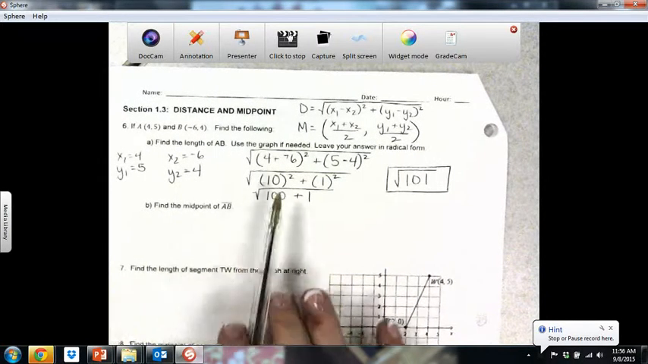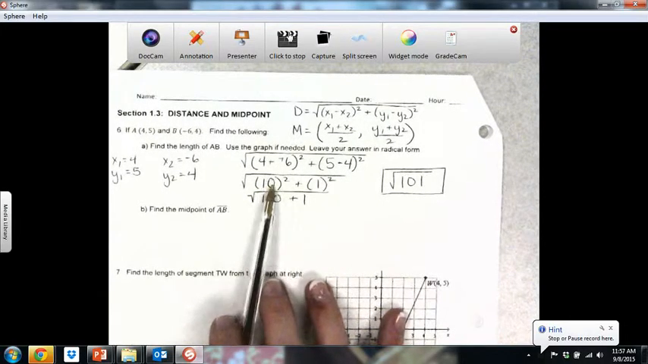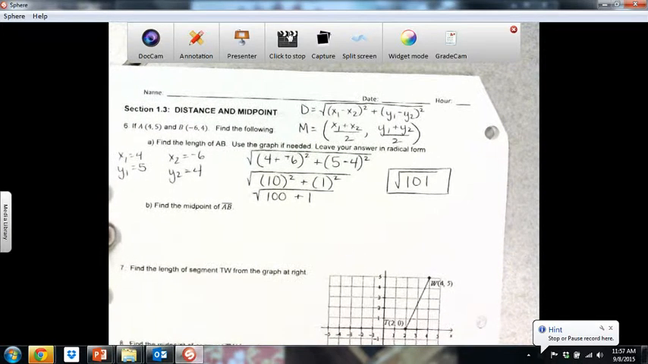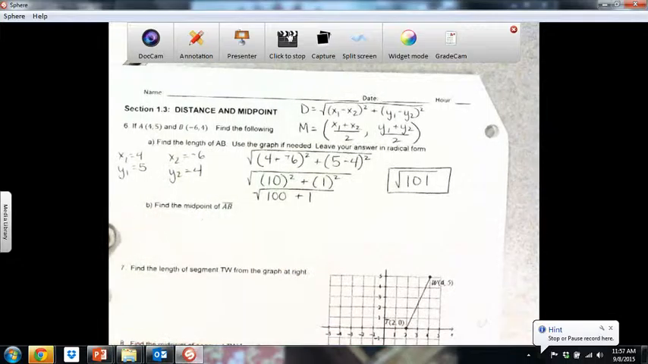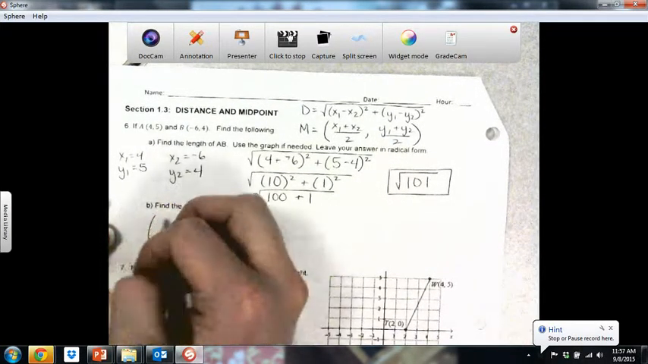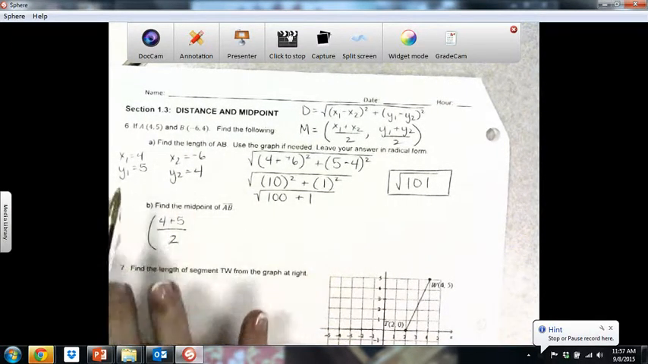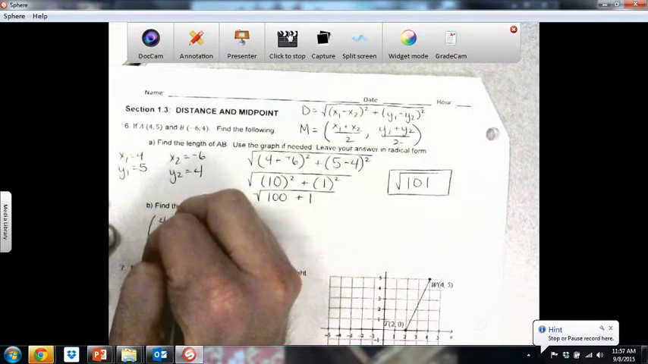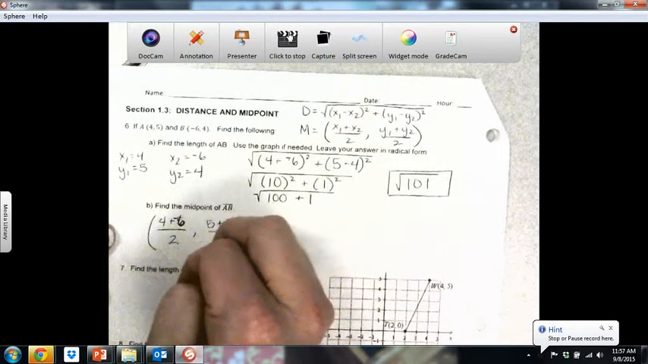Remember that even if I were to get a negative number in the parentheses here, a negative number times itself is still going to be positive at this step. The second part of this problem is to find the midpoint. Now that I've already indicated what my x1, y1, x2, and y2 are, I've already got that set up for this next problem. So here I'm going to say 4 plus 5 over 2. I'm sorry, that's incorrect. 4 plus -6 over 2. And 5 plus 4 over 2.